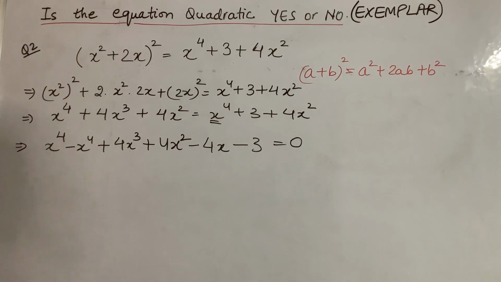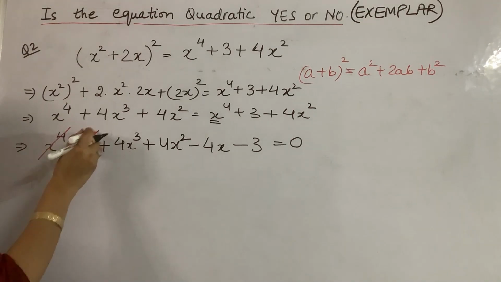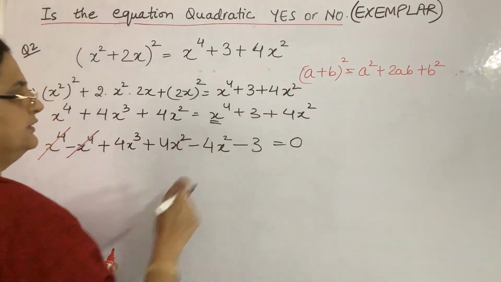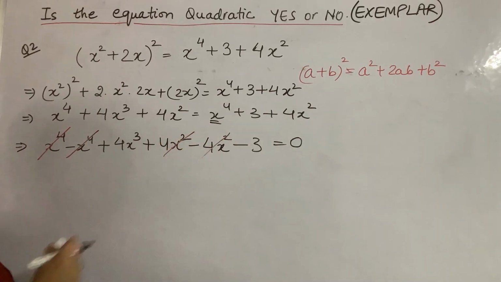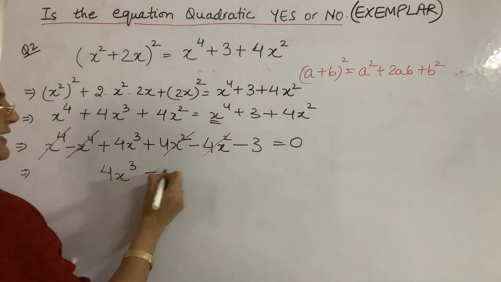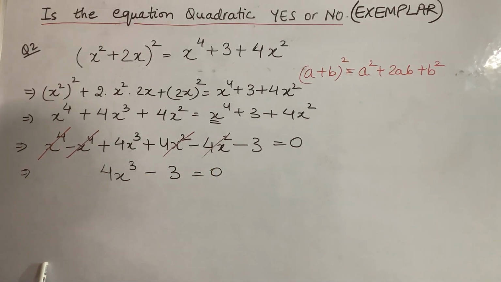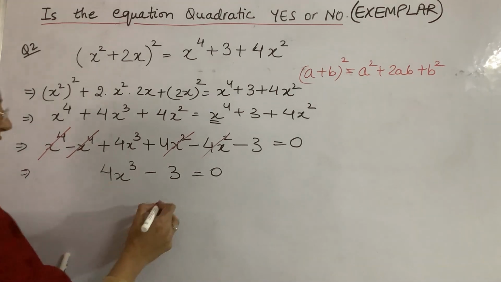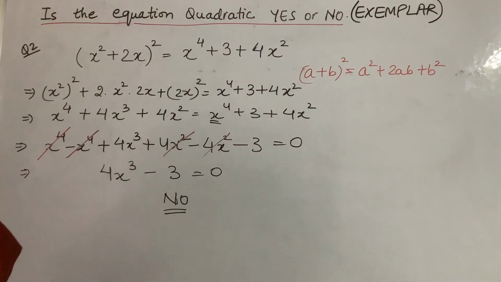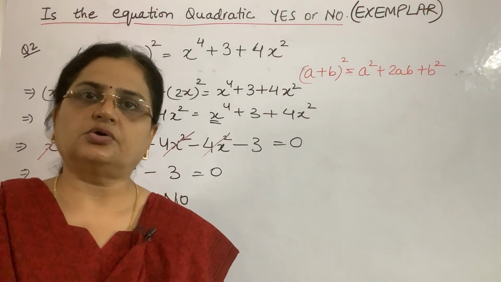Now see what cancels out. So we can see that this cancels out and this was a square over here. So this also cancels out. So we are left with 4x cube minus 3 is equal to 0. So you don't have a term of x square, you have a term of x cube. So since the term x square is missing, you will say that no, this equation is not a quadratic equation.